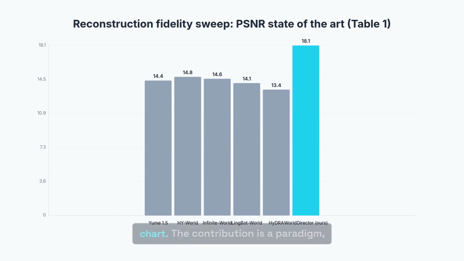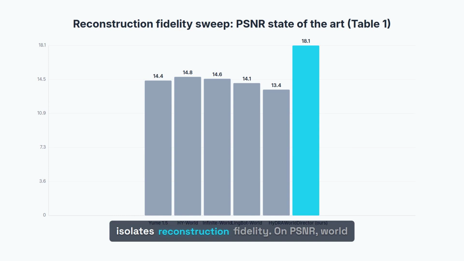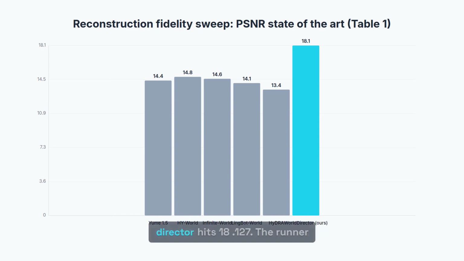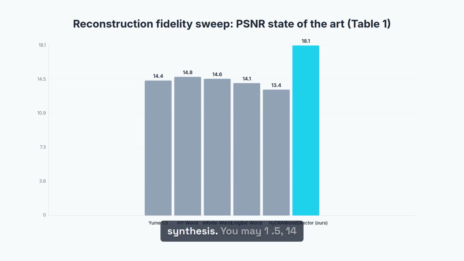The hinge, in one chart. The contribution is a paradigm, not a bigger model. Table 1 isolates reconstruction fidelity. On PSNR, WorldDirector hits 18.127. The runner-up, HY World, hits 14.782. That is a 22.6% relative jump, from decoupling motion from synthesis. Yume 1.5, 14.39. Infinite World, 14.57. Lingbot World base, 14.12. Hydra, 13.42. State-of-the-art on PSNR, SSIM, and LPIPS, the 3 pixel fidelity metrics all at once.